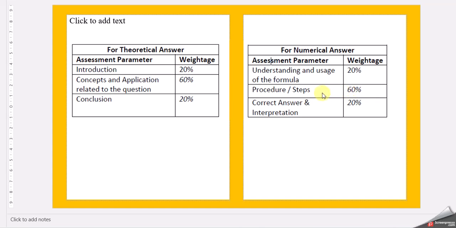Here, as detailed as possible, you can write up this step-by-step problem solving. And finally, the correct answer and interpretation. The final conclusion and interpretation is very important. What is the outcome of your solution, with the outcome of this procedure, steps and results, what does it mean? That has to be written. Okay, this is a very structured way of answering your assignment questions.